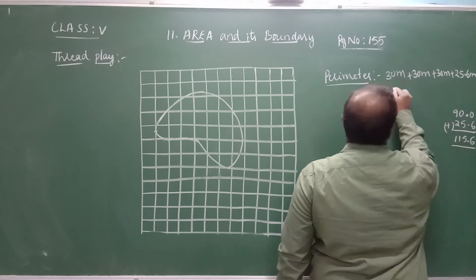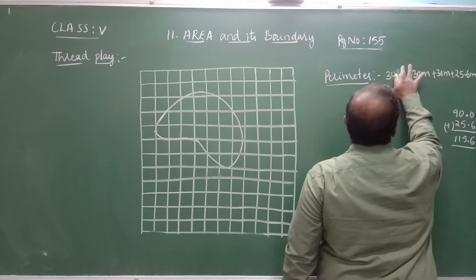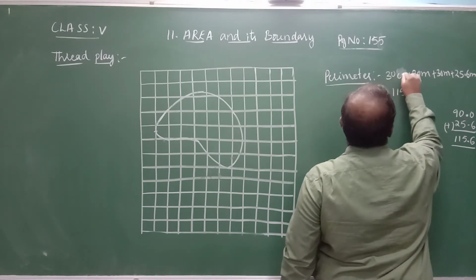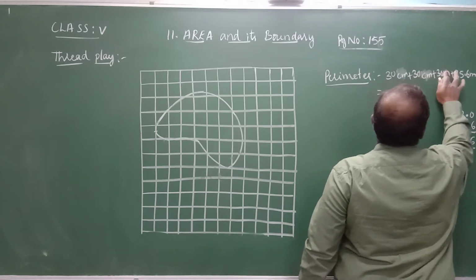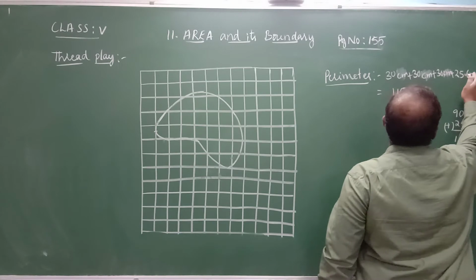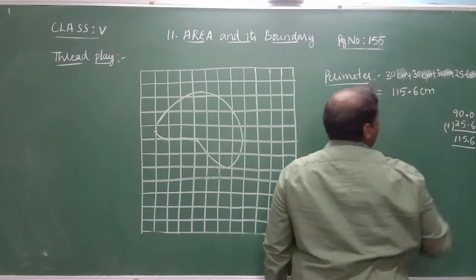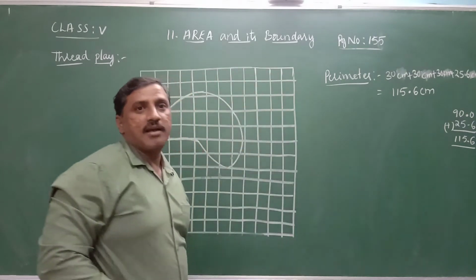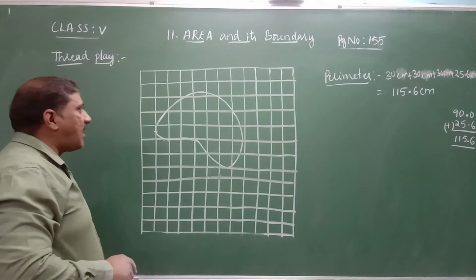Key point: 115.6. It is centimeters, not meters. 30 centimeters, 30 centimeters, 30 centimeters and 25.6 centimeters. So total it is 115.6 centimeters. Like this you will find its perimeter.